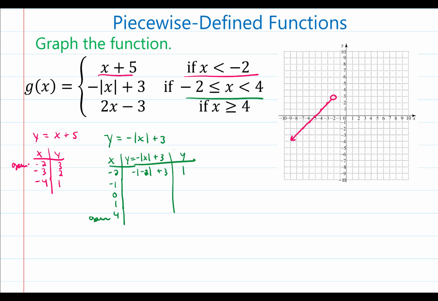So that's my y coordinate. Now for -1, I have negative absolute value of -1 plus 3. So the absolute value of -1 is 1. Apply the negative, you get -1 again, and then plus 3, you have an output of 2.